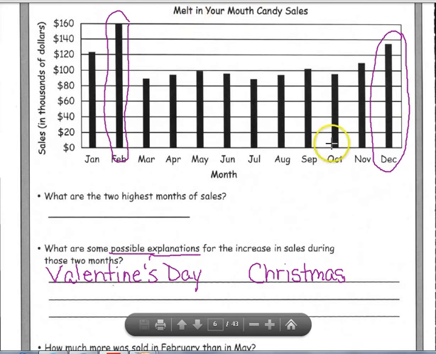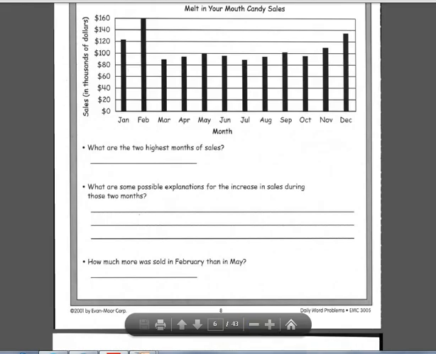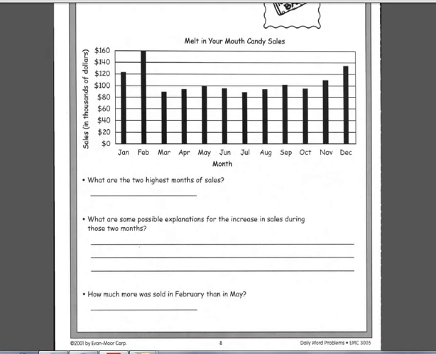Okay, so, all right, now I'm going to kind of pull out a little bit, and it asks me how much more was sold in February than in May. Well, first, we're looking at February and May. So we're just looking at these two bars right here.